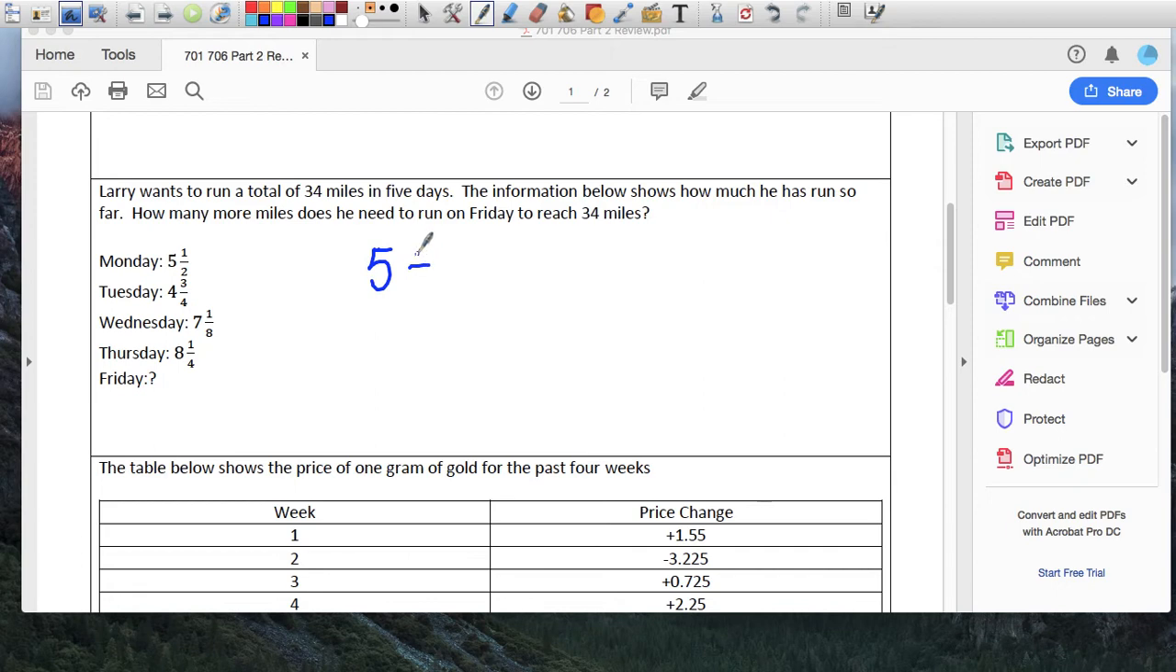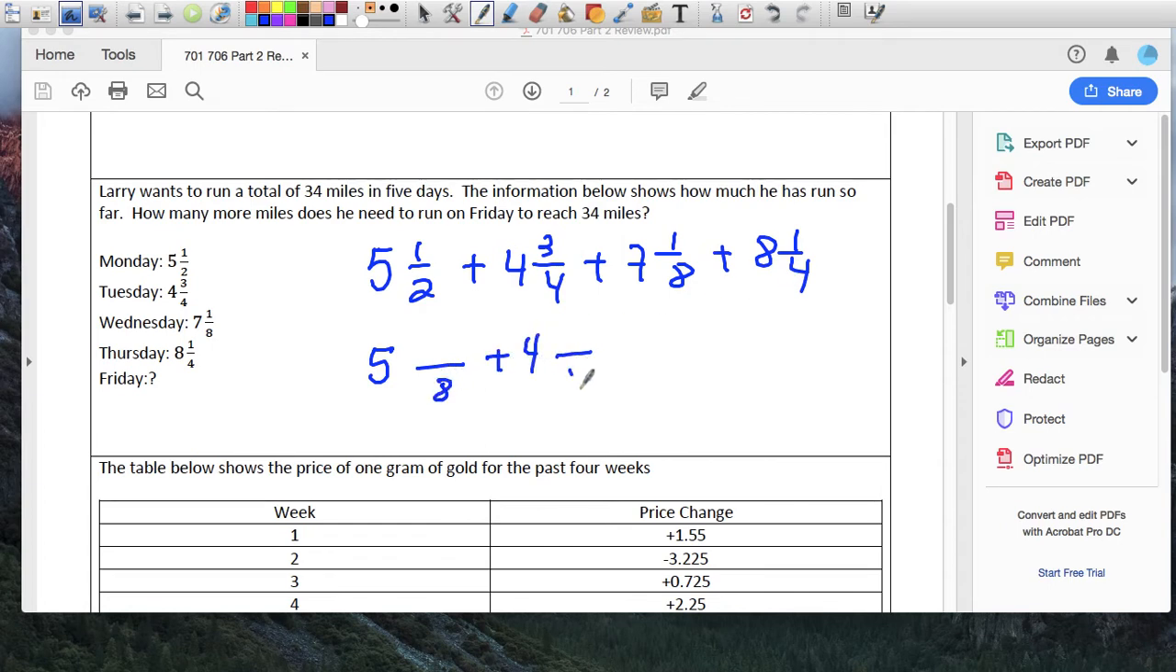So it's 5 1/2 plus 4 3/4 plus 7 1/8 plus 8 1/4, right? So that's what he has done so far. So let's change all this to equivalent fractions. So the LCM is 8, right? So I'm going to change everything so that it has an 8. If you like to change everything to an improper fraction, it's the same thing too. So it's just a matter of choice.